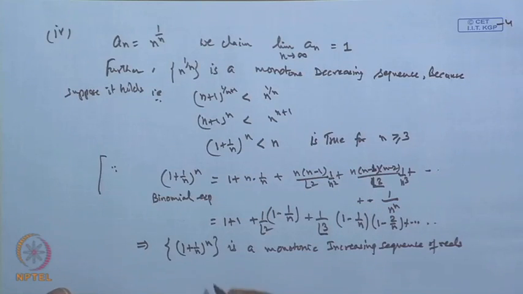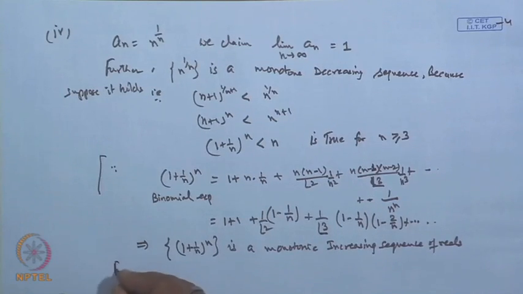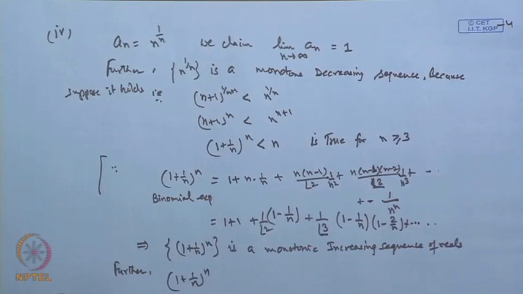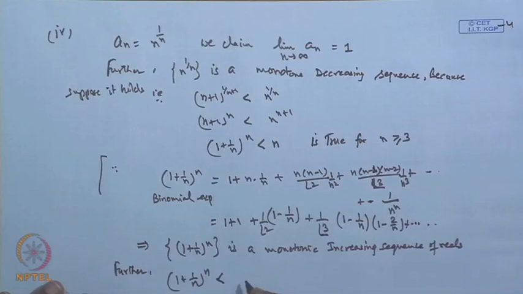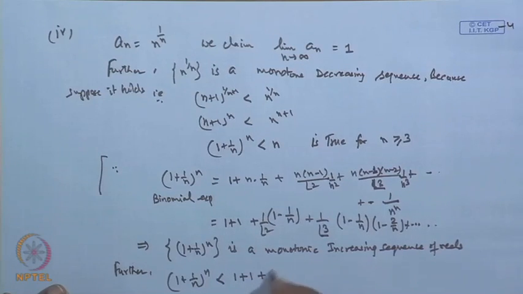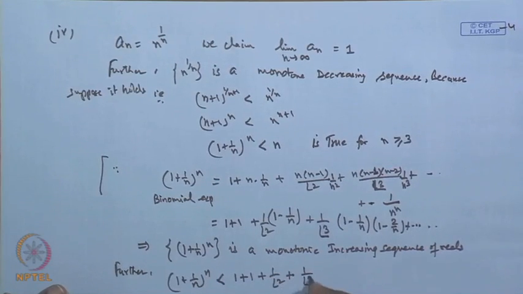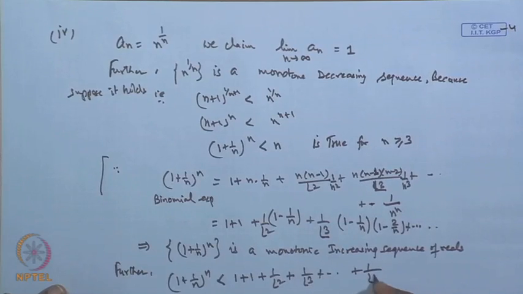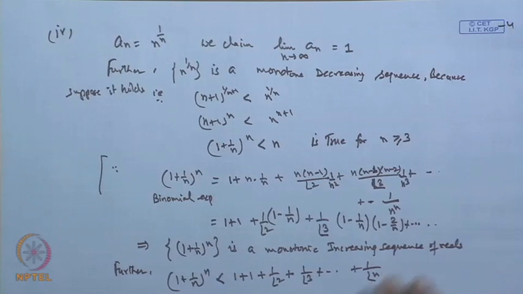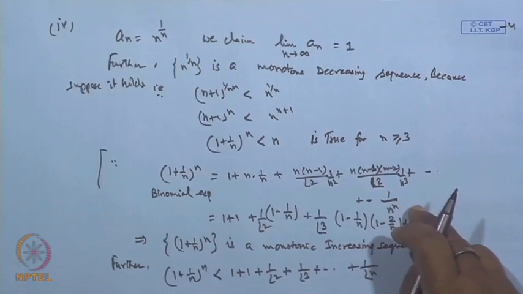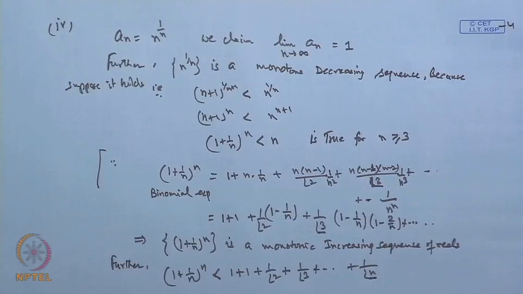But this sequence further: (1 plus 1 by n) to the power n is strictly less than 1 plus 1 plus 1 by factorial 2, 1 by factorial 3, up to 1 by factorial n. Is it not? And this is the last term, okay, clear? That will be factorial n.